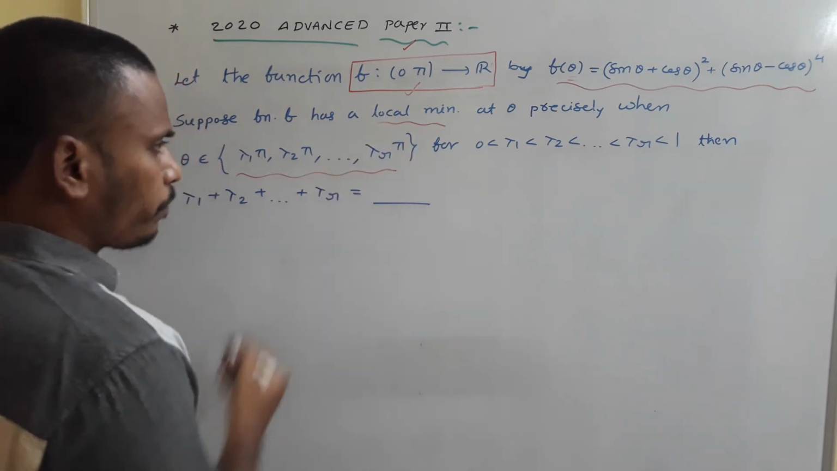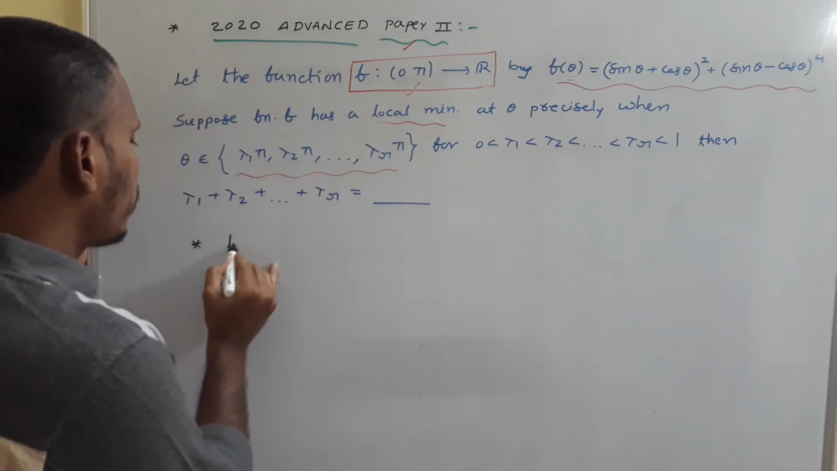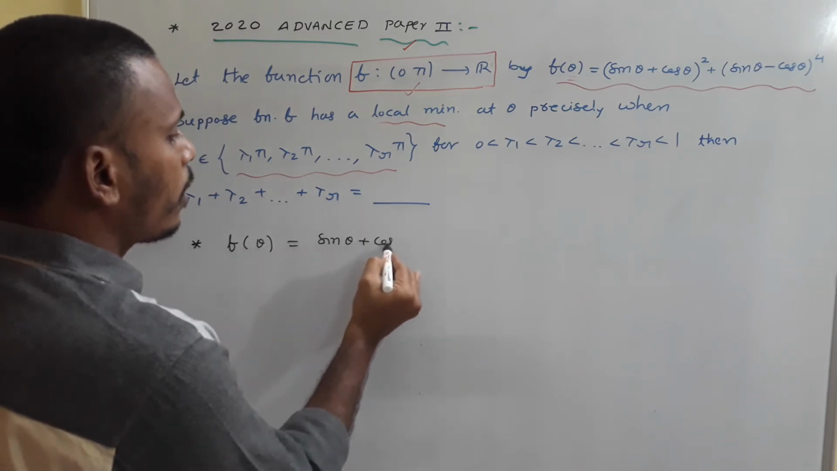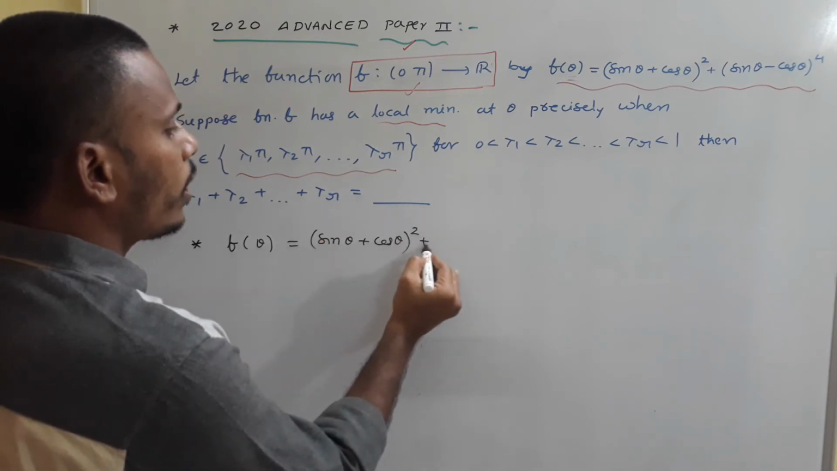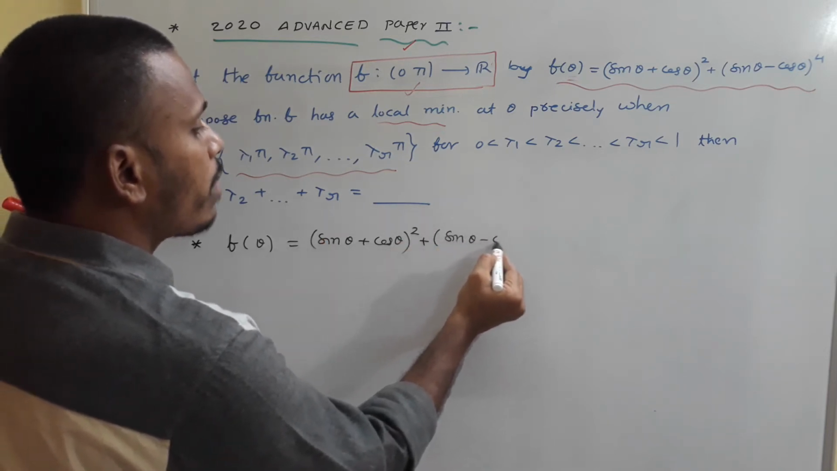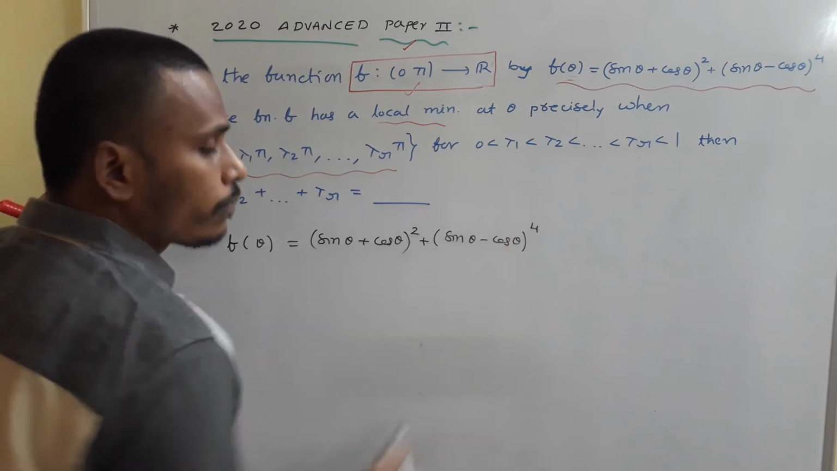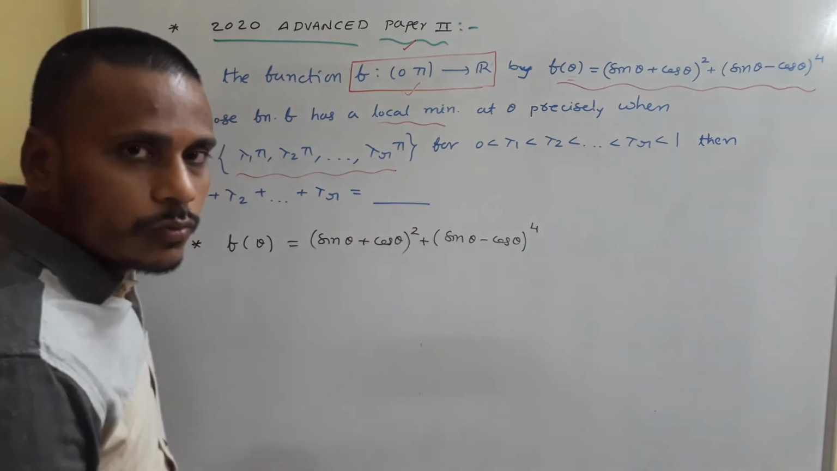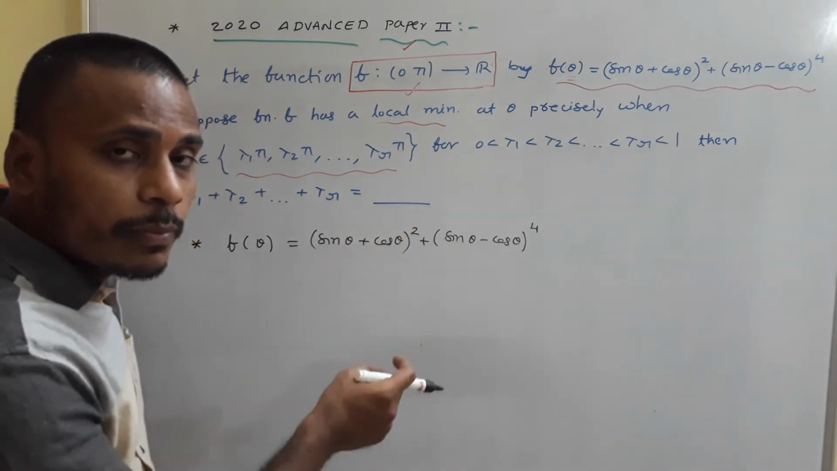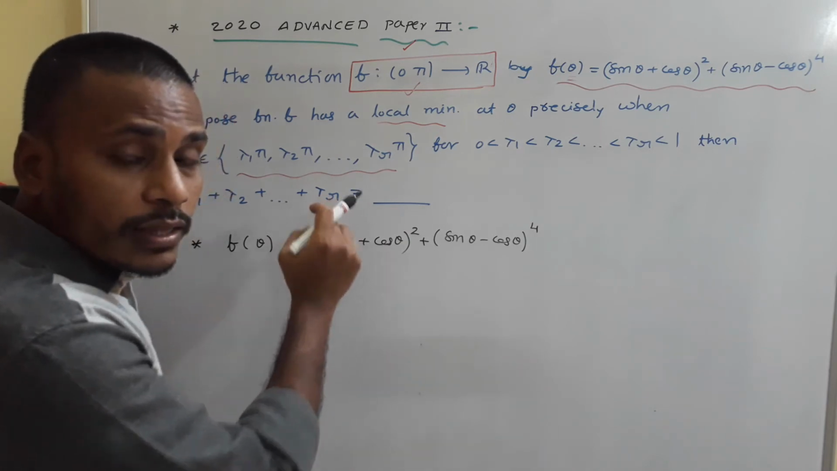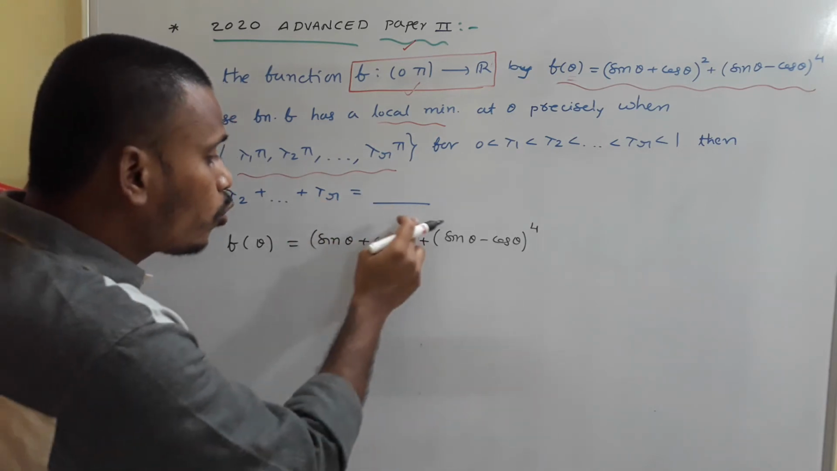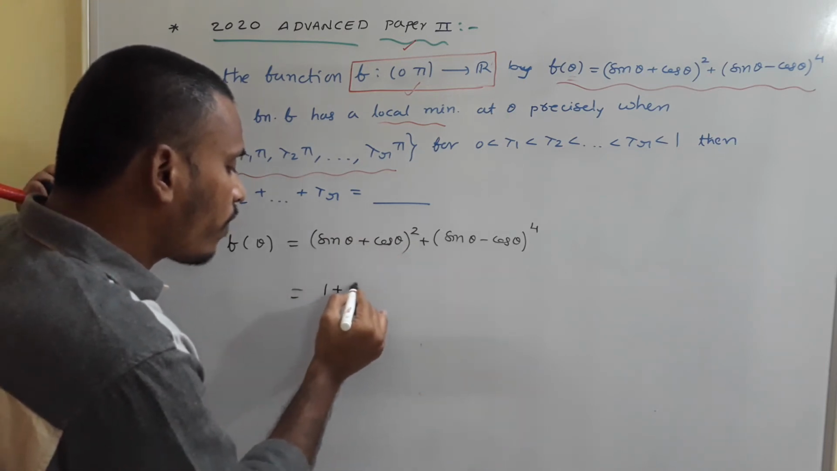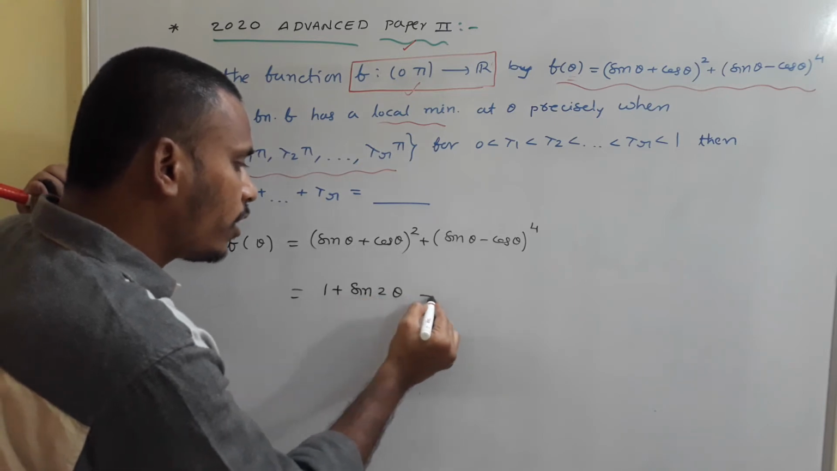So what is the given function? There is a chance to simplify this. f of theta is equal to (sin theta plus cos theta) whole square plus (sin theta minus cos theta) to the power 4. I think you are all very familiar with this: (a plus b) whole square is a square plus b square plus 2ab. Sin square theta plus cos square theta is 1, and 2 sin theta cos theta is sin 2 theta. So this (sin theta plus cos theta) whole square value is 1 plus sin 2 theta.